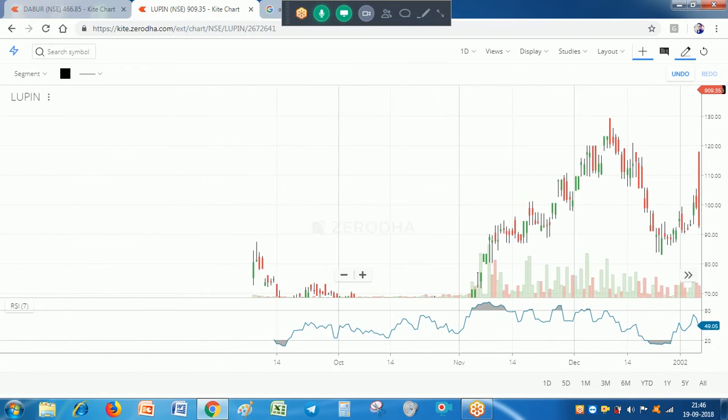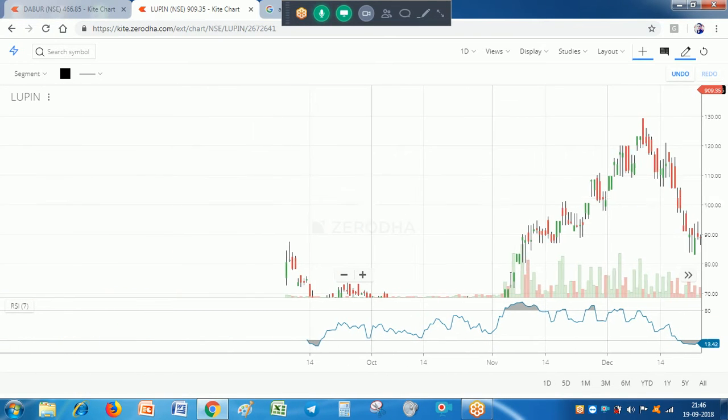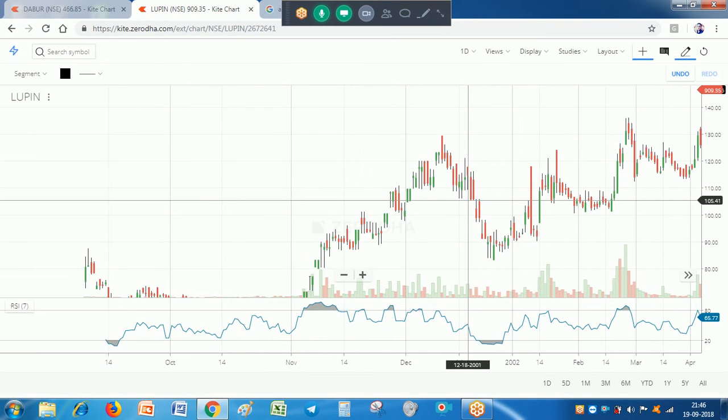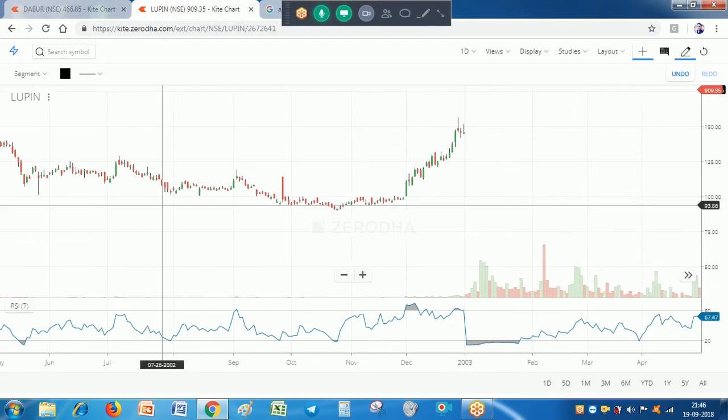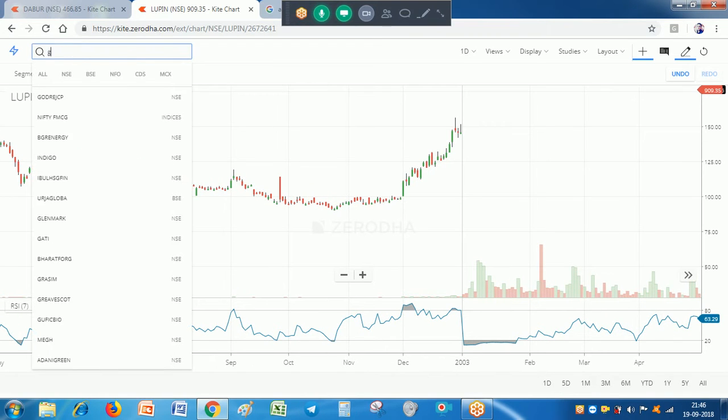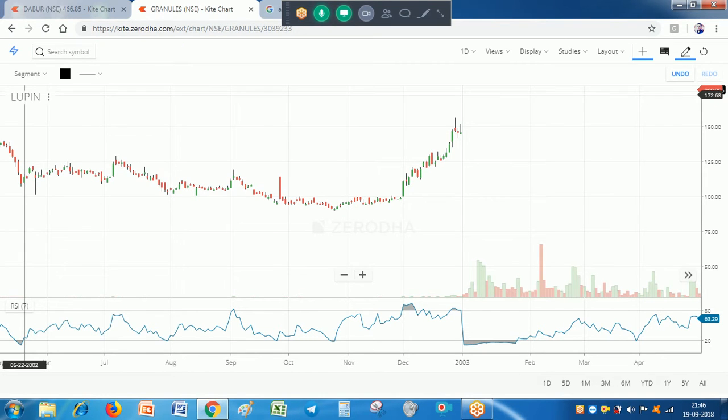Okay friends, so hopefully this pattern is clear to everybody, how to play this pattern. We have to wait for the breakout to happen. Let me just search some other stock. Let us study it in Granules maybe. So we have to study in different stocks.